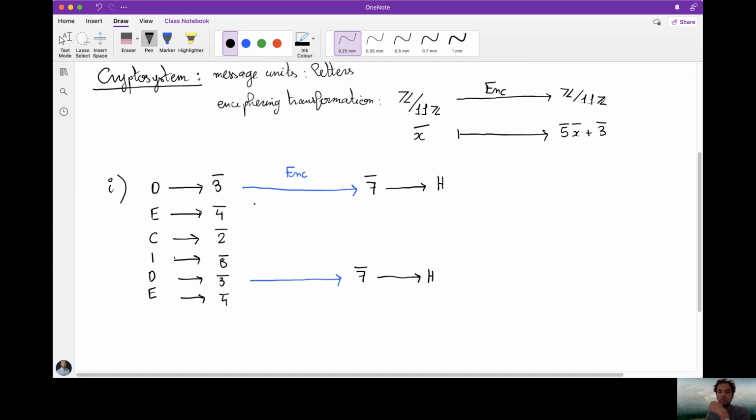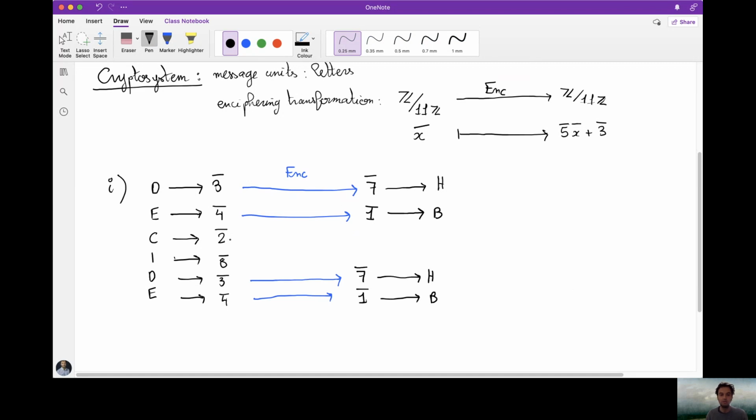Let's do E. Same calculation. We do 5 times 4, it's 20, plus 3, 23, modulus 11. This is the same as 1, right? 23 is 22 plus 1, and 1 corresponds to letter B. Here we have again E, we have already computed it, so here we have 1 and B.